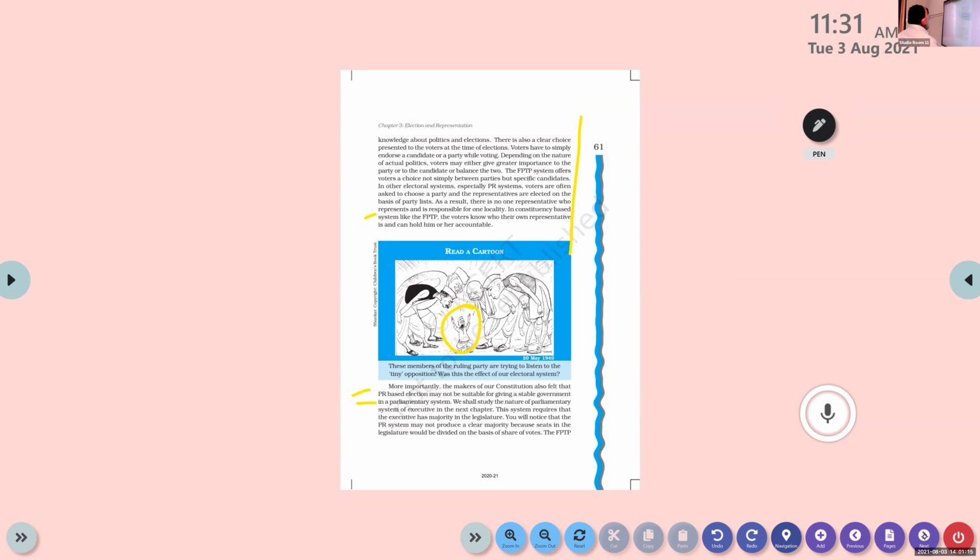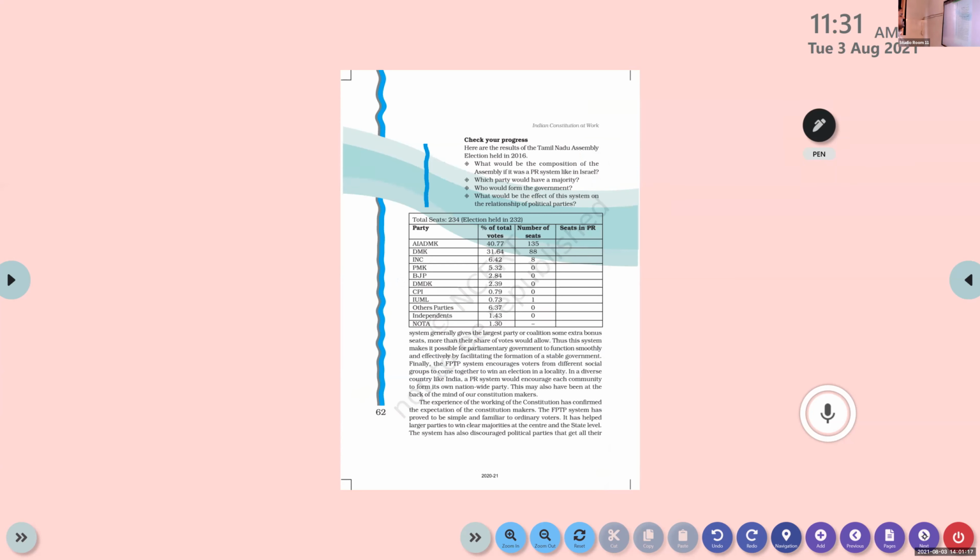The FPTP system generally gives the largest party or coalition some extra bonus seats more than their share of votes would allow. That's what the first past the post system does. So in this system, the largest party will get some extra bonus more than their share of votes would allow. Clear, because seats are countable here. Thus this system makes it possible for parliamentary government to function smoothly and effectively by facilitating the formation of a stable government. So FPTP always helps to form a stable government.